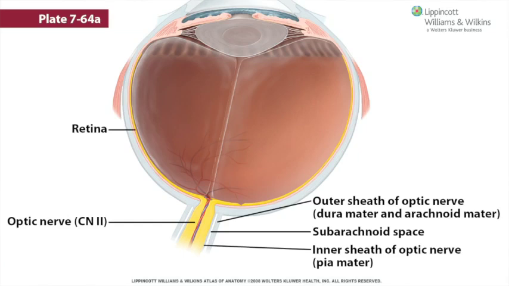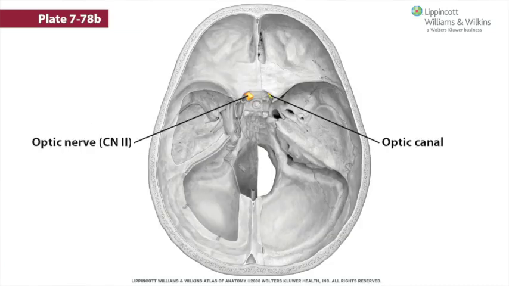Light entering the eye activates photoreceptor cells of the retina called rods and cones. These transmit electrical signals to cells of the retinal ganglion. Axons of retinal ganglion cells pierce the sclera, the tough outer covering of the eyeball, become myelinated, and combine to form the optic nerve. The nerve passes posteriorly through the optic canal to reach the middle cranial fossa.